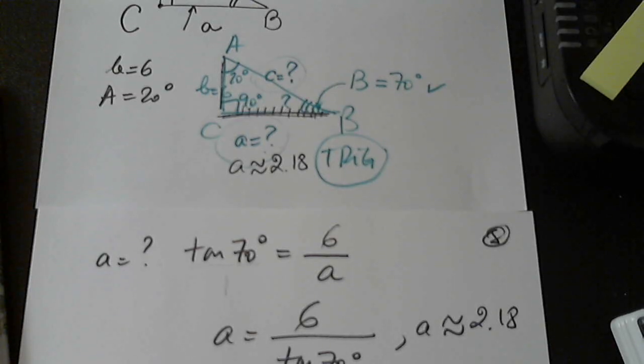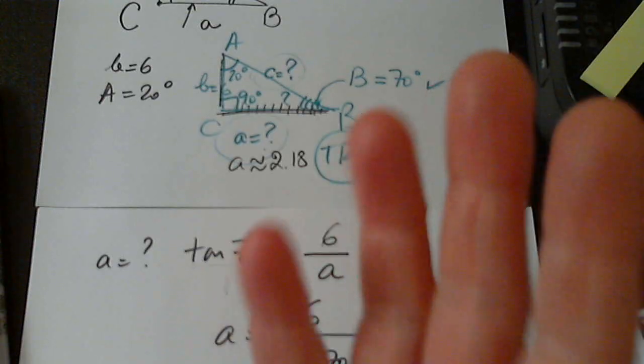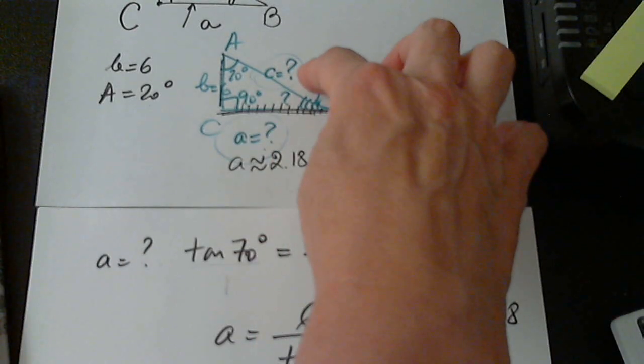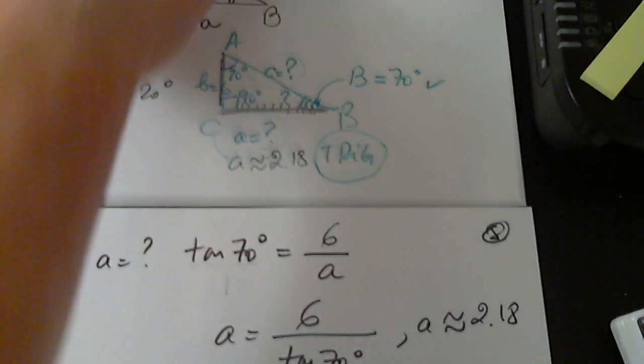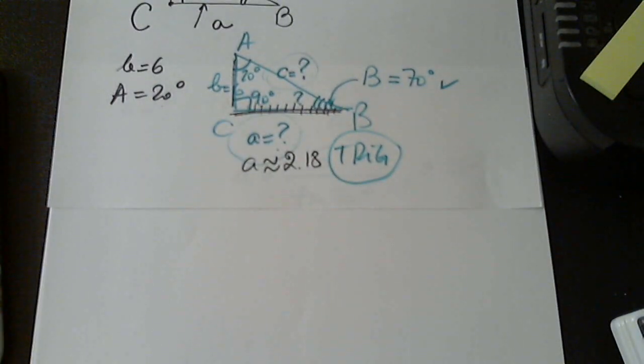Good. Now we have several options. We can use a trig function, another trig function. We can, since we know the measures of the two legs, we can determine the hypotenuse using the Pythagorean theorem. I recommend using another trig identity or trig function. Which one? To determine C. So to find C, any trig function for the given angles.